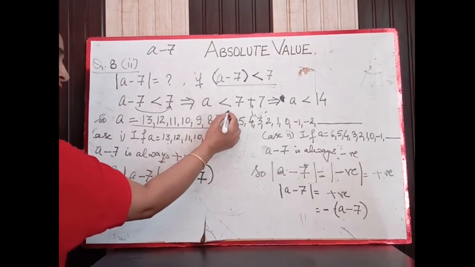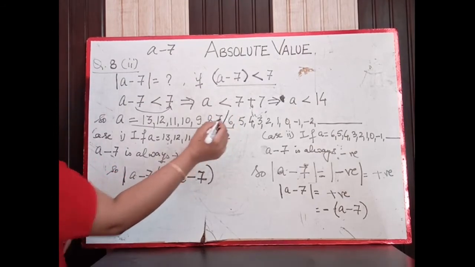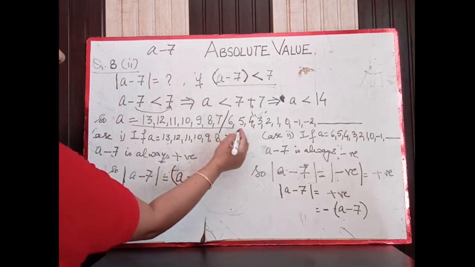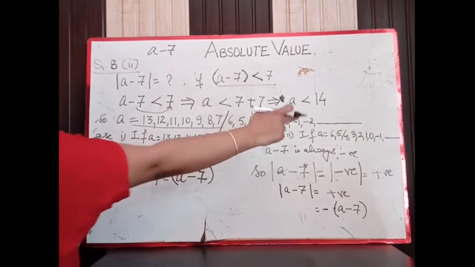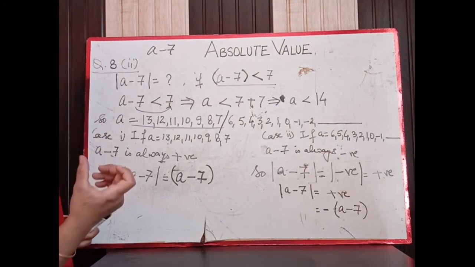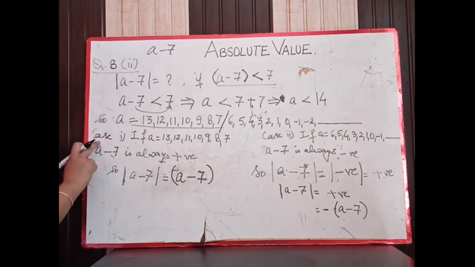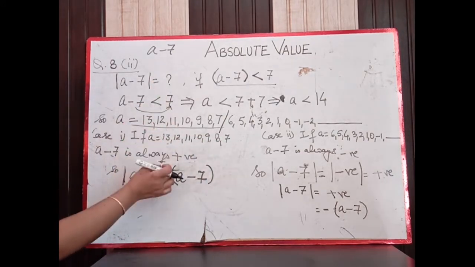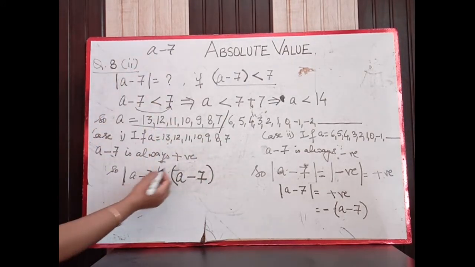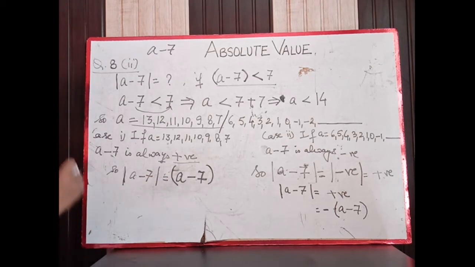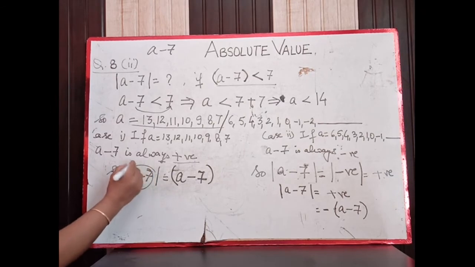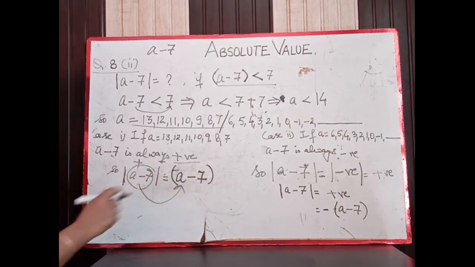So we have understood, if we put the values till here, we will get all positive values, and if we start putting the values after this, we will get all negative values. So we will divide this question into two parts. Case 1, if a is from 13 to 7. In all these cases, we have checked, we have got all positive values. So if we find the mode of a positive value, the answer will be the same as it is.